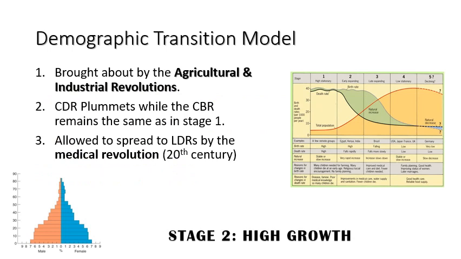Stage 2 of the demographic transition model is brought about by both the agricultural and industrial revolutions. The result of this is birth rates that remain high and a death rate that plummets. People are living longer because of improved nutrition and some improvements in medicine. And the result of that high birth rate and plummeting death rate is the fastest population growth rate of any of these.